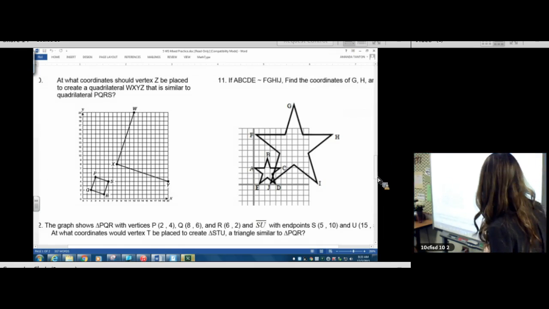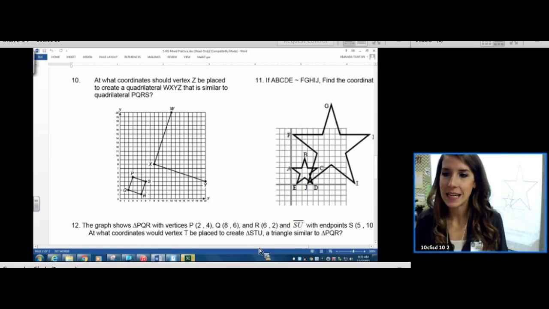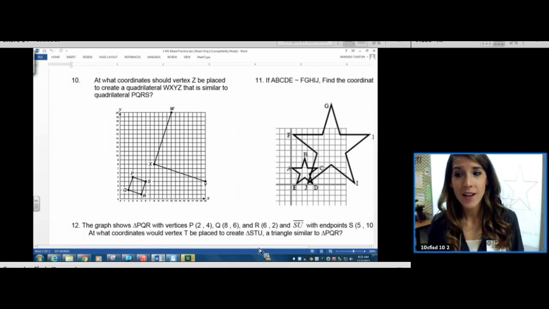Number 10. At what coordinates should vertex Z be placed to create a quadrilateral that is similar to the original? Okay, now on this one we do need to be careful. We need to find our scale factor.